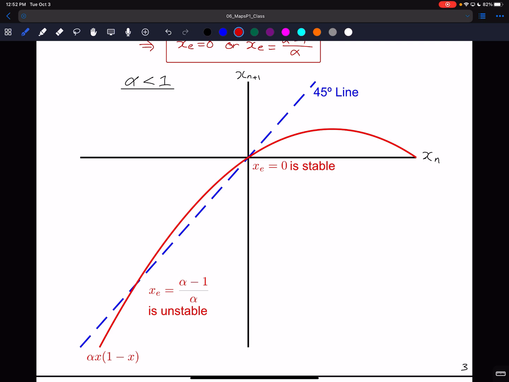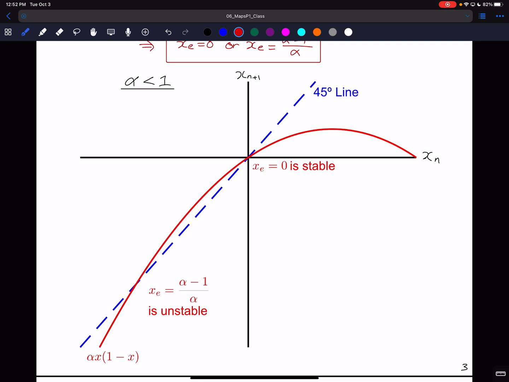This red curve is our map, alpha x times (1 minus x), and the blue line shows us where fixed points end up. It's a 45-degree, or x equals x, line, and wherever our map intersects this line, that is where we have fixed points in this case. So unlike a vector field, where you can study fixed points as intersections with 0, in this case we're looking at where they intersect this 45-degree line.